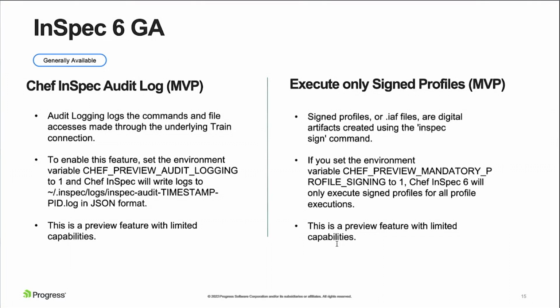Users can set the flag chef_preview_audit_logging equal to 1 so that this feature will be enabled. If they want to disable this feature, they can set the flag to 0 so that the feature gets disabled. When you enable this feature, the logs will be captured in the InSpec audit log in JSON format. You will get a better understanding during the demo of this MVP feature provided by Akshay.